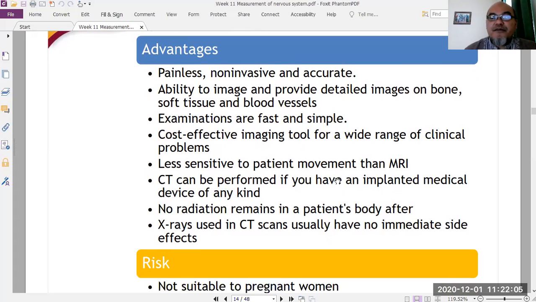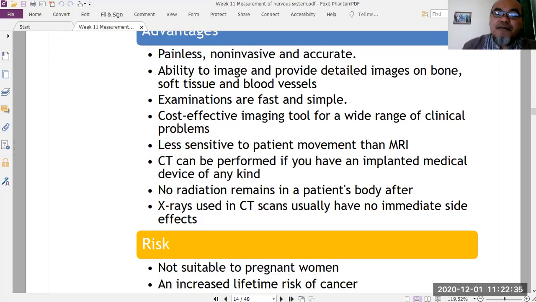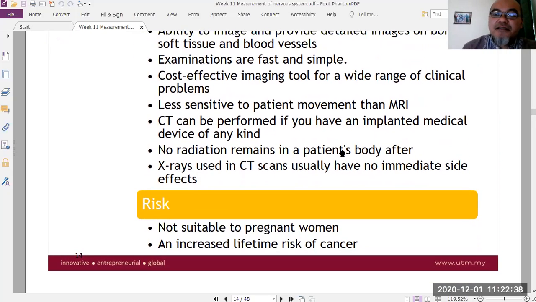CT can be performed if you have an implanted medical device of any kind, because it is X-ray, right? While with MRI, if you have a metallic implant inside your body, then you cannot even go inside an MRI room, because you will be stuck to the magnets there. So be careful, if you have any metallic implant in your body, you cannot do any MRI. CT can be performed since no radiation remains in the patient's body afterwards.